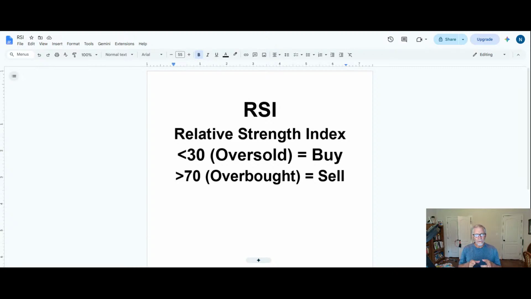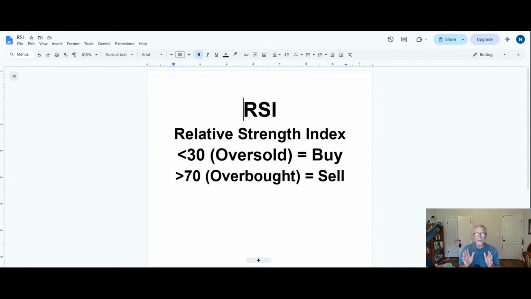But the other number is 70. If the stock is trading over 70 on the RSI, that means it's overbought. Now, the 30 and the 70 is not the stock price. Okay, these are relative strength index numbers that you need to look at. And what you're looking for is companies that are on sale, good companies, because that's when you want to buy them. You buy something when it's on sale, and then you sell it when it's not on sale. You get full price for it.